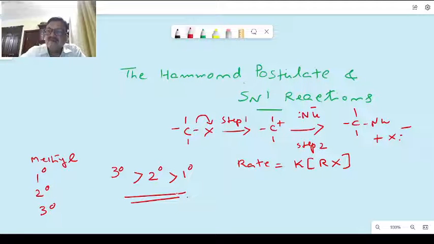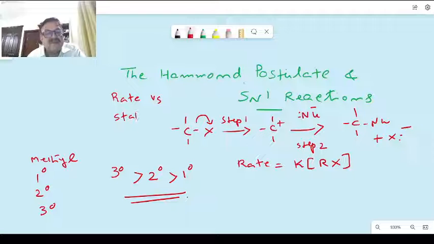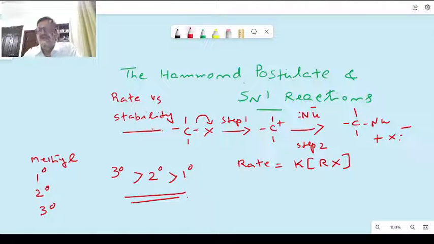Now, what is this Hammond postulate here? The Hammond postulate relates the rate of the reaction to stability, rate versus stability. That is, the rate of the reaction versus the stability of the carbocation. Now it deals with the energy in the transition state.